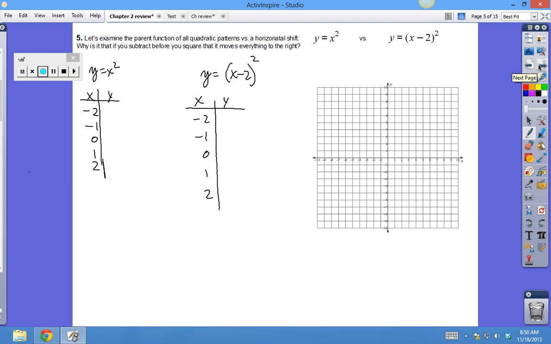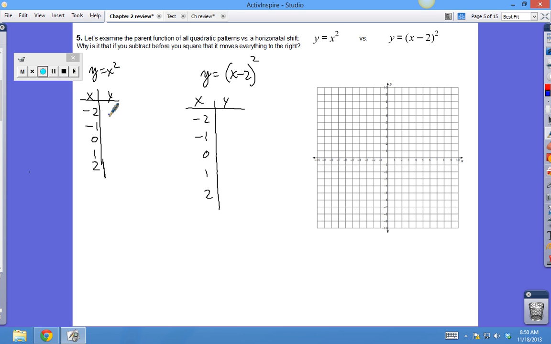Okay, now let's figure out your shifts. Let's look at a parent function x squared. So if I plug in a -2 to the model, -2, and then square it, -2 times -2, that's 4. -1 times -1 is 1. 0, 1, and 4. Let me plot those. -2 up 4, over 1 up 1, 0, 0, over 1 up 1, over 2 up 4. Okay, that is my parent function without doing any funky things to it, just x squared.